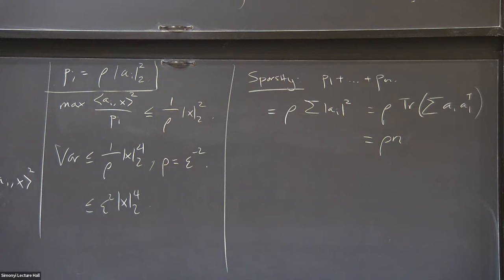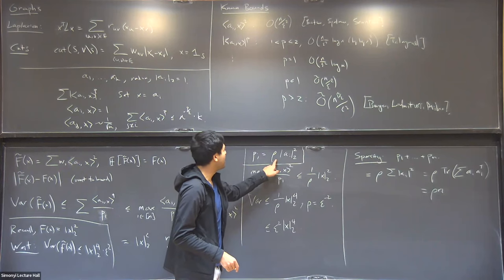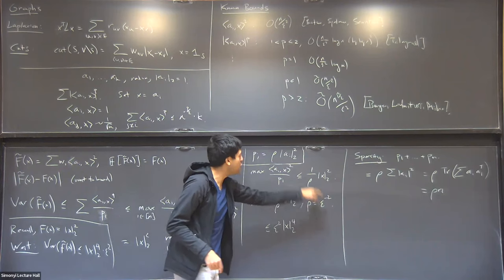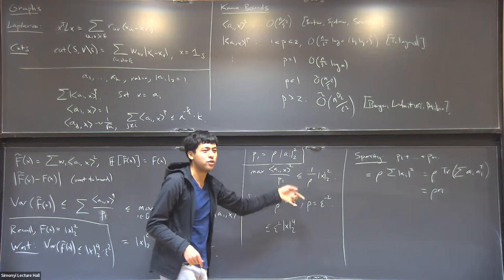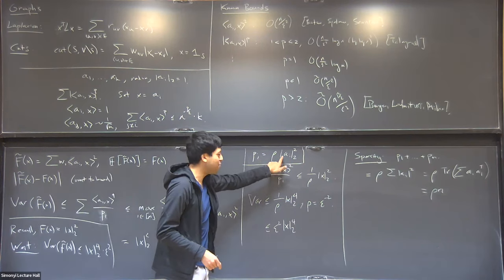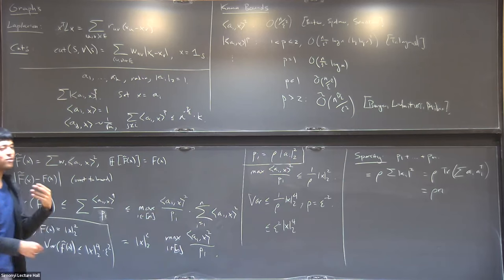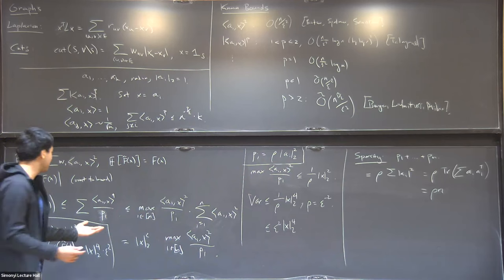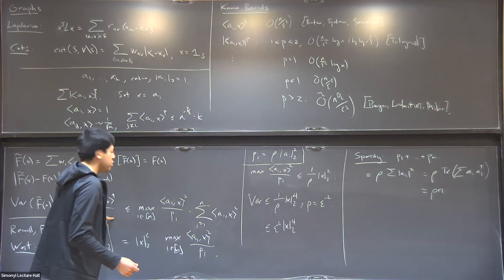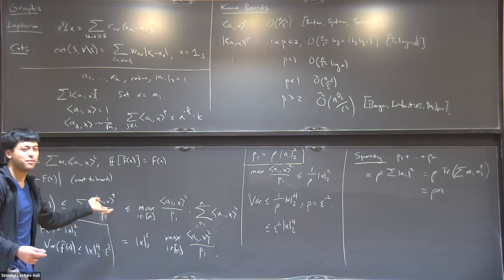The other question, which I kind of left out, is that because rho is bigger than 1, it's possible that this probability is bigger than 1. In that case, instead of sampling with probability bigger than 1, you just sample with probability 1. Then it doesn't change, and that coordinate doesn't contribute any variance. So this type of equation still ends up being true. You just replace one of the coordinates with 0 because I'm sampling it with probability 1.